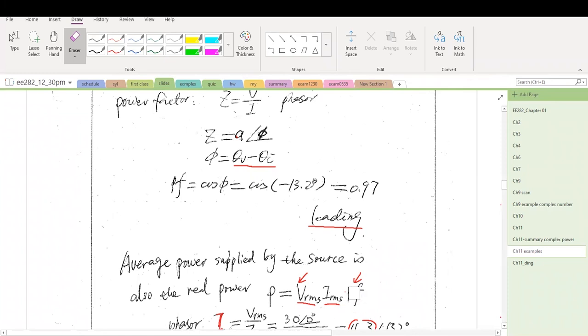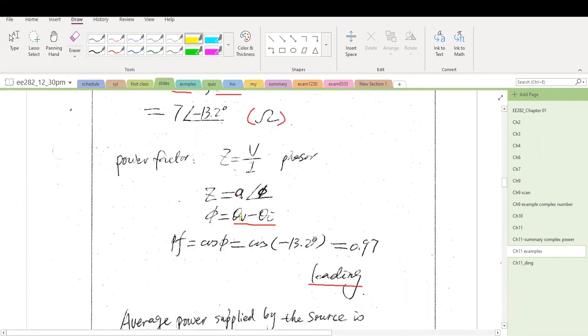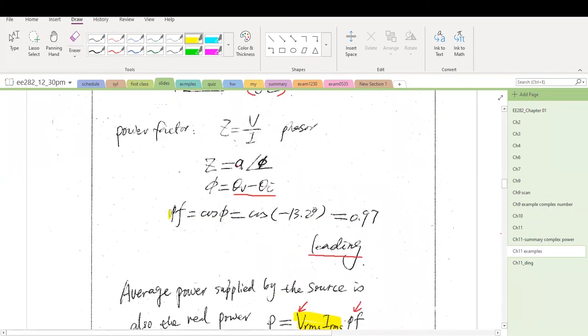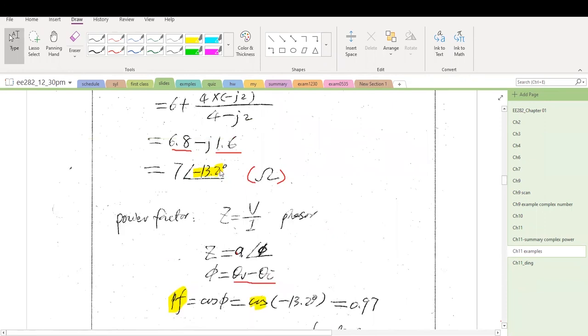There are a couple of ways to obtain the average power from here. One is to obtain the power factor, and the average power equals the apparent power multiplied by the power factor. The power factor equals cosine of theta_V minus theta_I. This angle is exactly the angle of the impedance. So the power factor is cosine of minus 13.2 degrees.